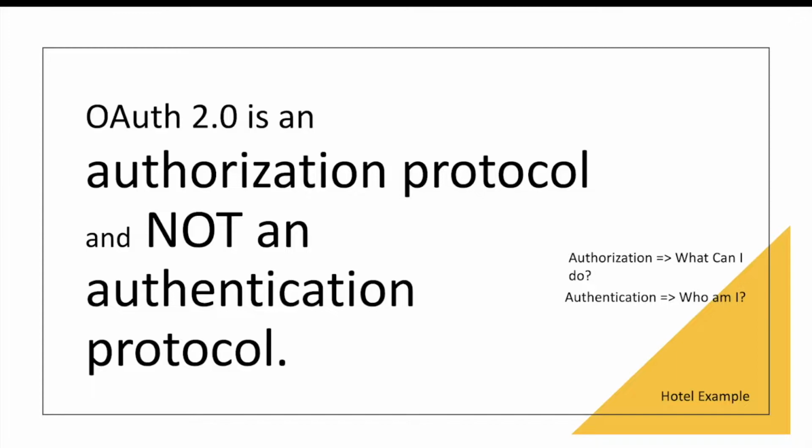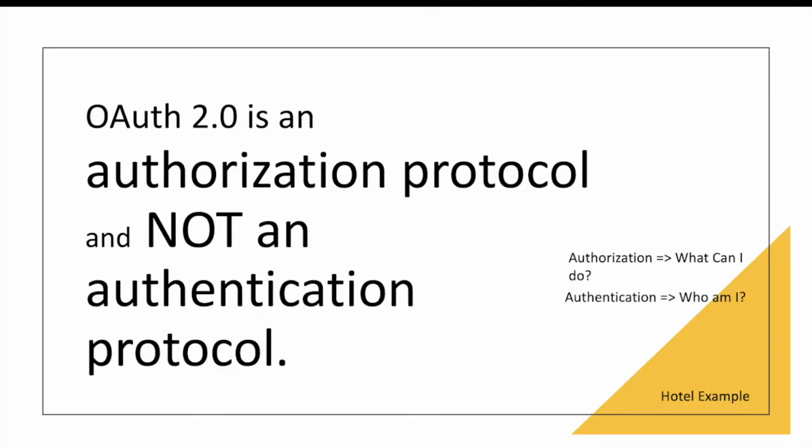OAuth 2.0 is an authorization protocol. It is very important to remember that it does not provide authentication capability. It is not an authentication protocol. So what's the difference between authentication and authorization? Authentication gives the identity: who am I? What is my name? Authorization tells you what is your scope. After getting to know who you are, then it defines the scope.